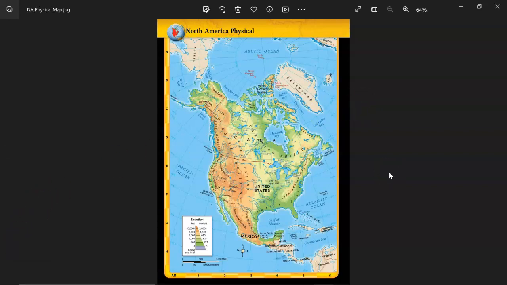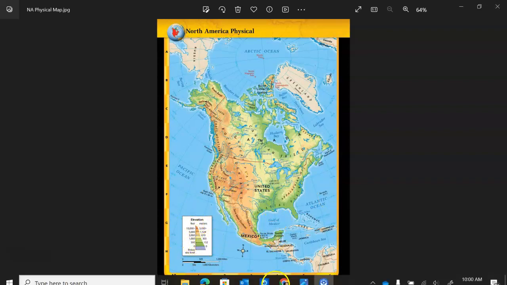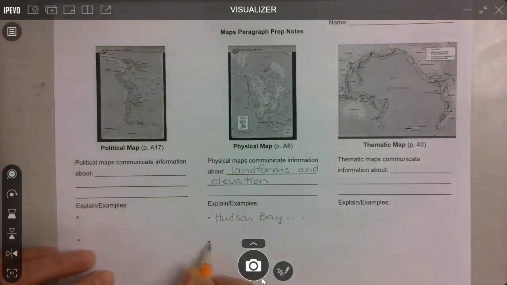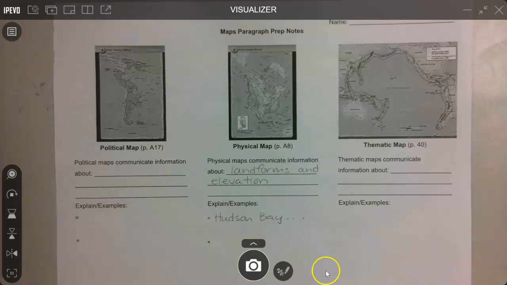Now, to give a little more in-depth explanation, talk about how this map shows elevation. We should know by now that different elevations are shown through colors. So you're going to go back to your notes and add another example to explain to your reader how elevation is shown on this map. Maybe give some examples if you want.